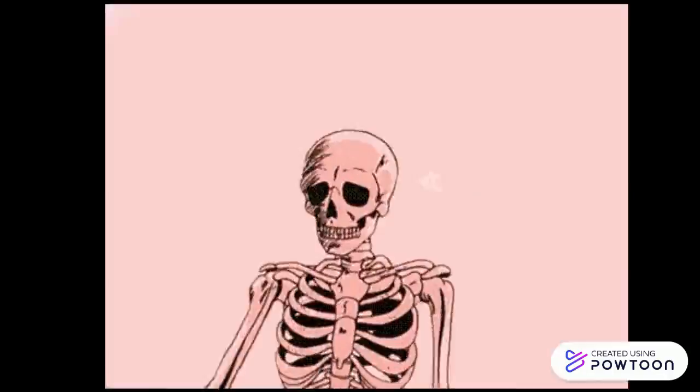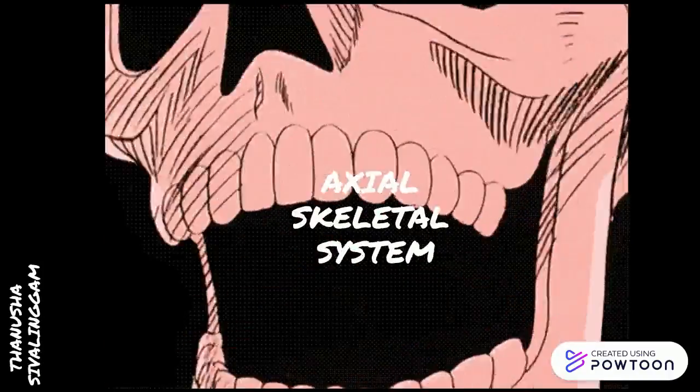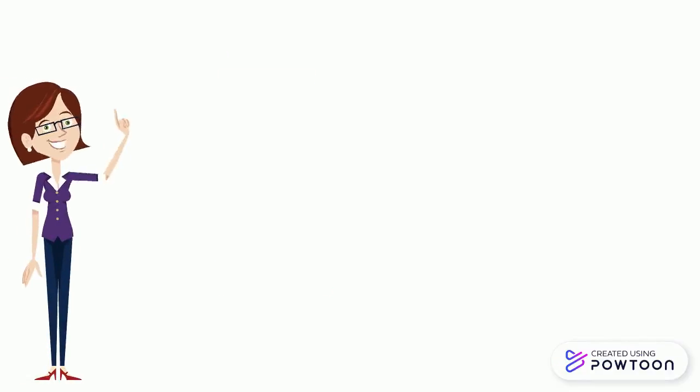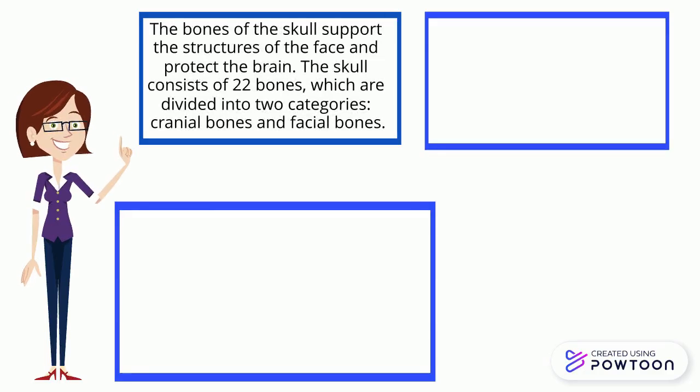I'm Tanusha and I'll be explaining about the exoskeleton system for the skull. For the skull, the bones of the skull support the structure of the face and protect the brain. The skull consists of 22 bones which are divided into two categories.